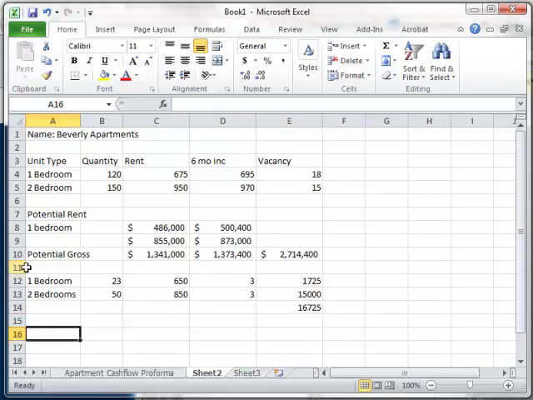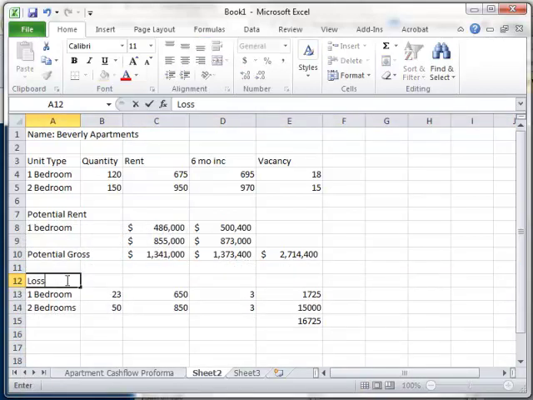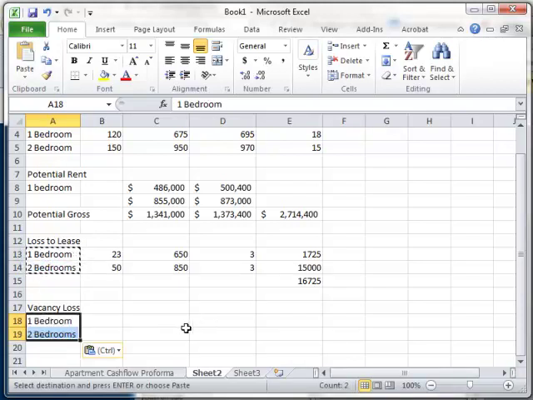We now need to figure out a cost for our vacancy. So it'd probably be good to go ahead and title some of these. Vacancy losses. And we'll scroll down here a little bit and take a look at our vacancy losses on our one bedrooms and our two bedrooms. In Excel, I'm just going to copy these two cells here and paste them down there so we don't have to keep typing those same things over and over again.